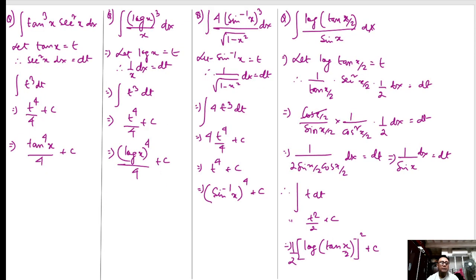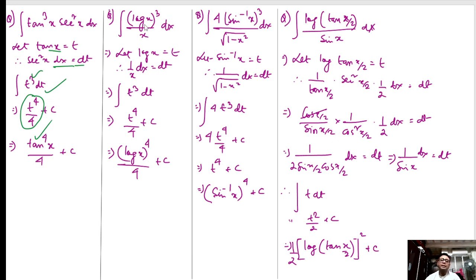Okay, friends. So let's see what is the next sum. We have got tan cube x integration and sec square x. So let us take tan x as t. So sec square x dx will be dt. So it becomes t cube. Tan cube x is t cube, sec square x dx is dt. So integration of t cube is t to the power 4 by 4, and putting the value of t back.